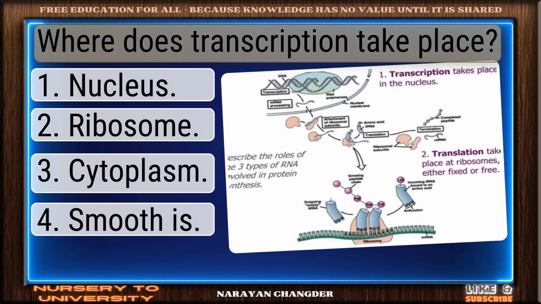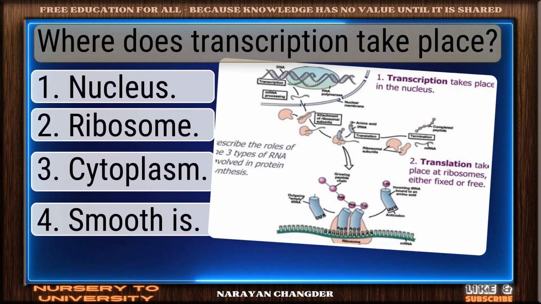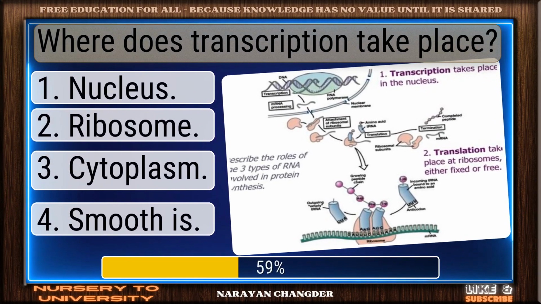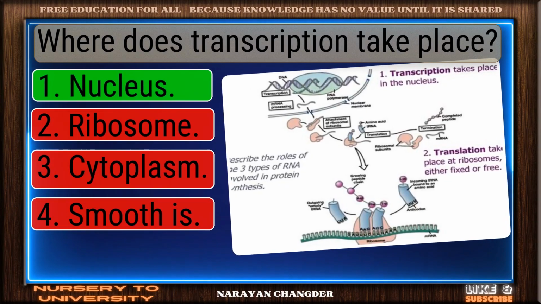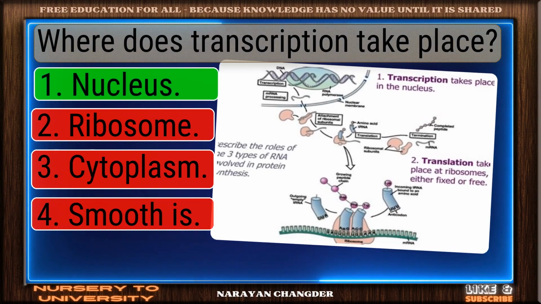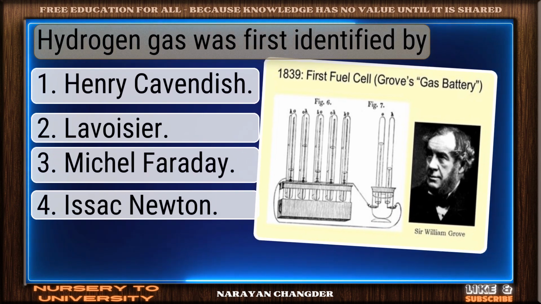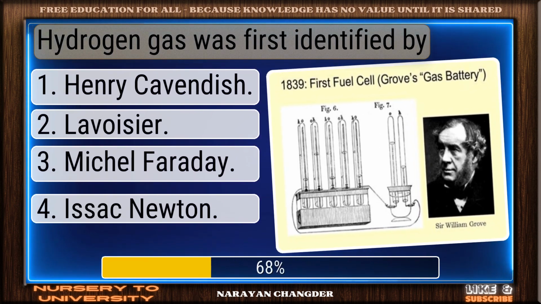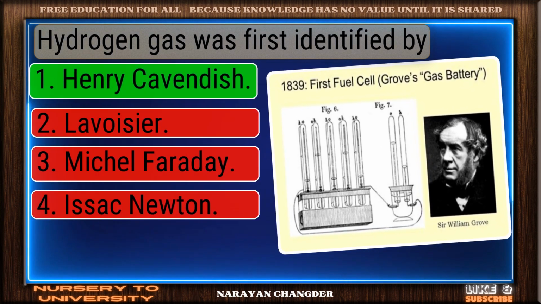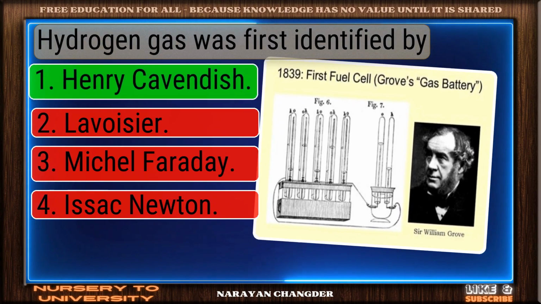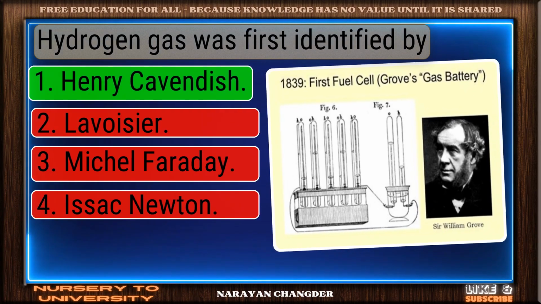Question number 50. Where does transcription take place? Correct. Nucleus is the right answer. Question number 51. Hydrogen gas was first identified by? Great job. Henry Cavendish is the accurate answer.